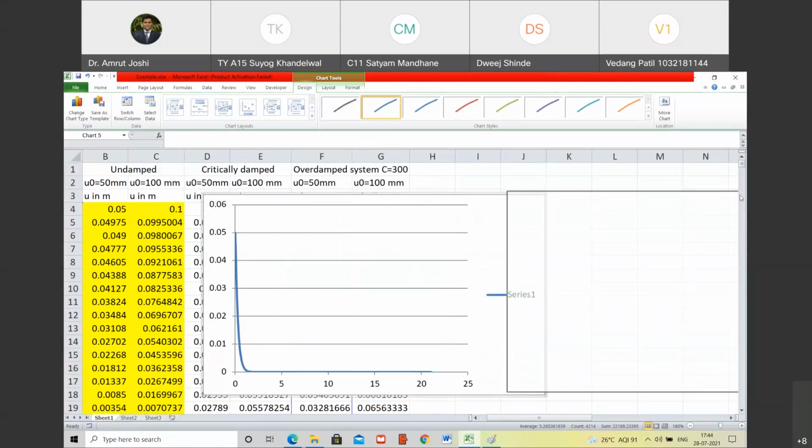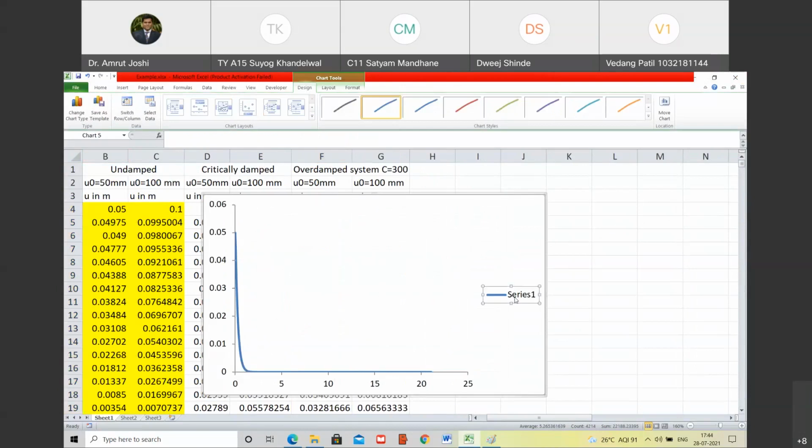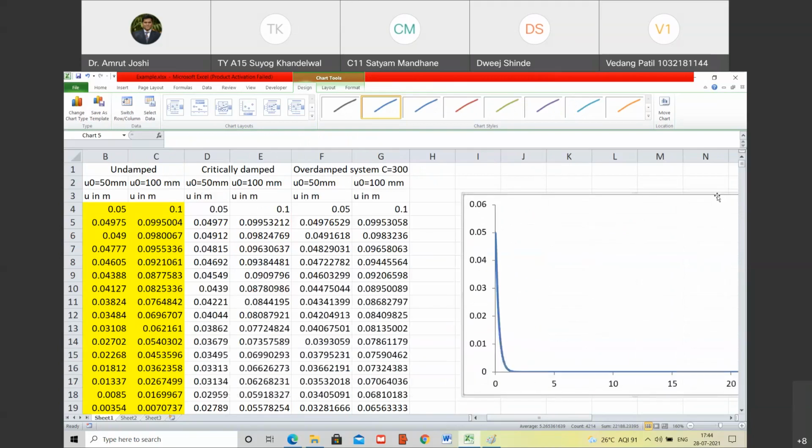This is how it looks. Are you with me? Yes, sir. This is when the system is taken towards the right by 50 mm. Look, starting from 50 mm, the exponential decay starts and asymptotically it approaches 0. Happy? Yes, sir.